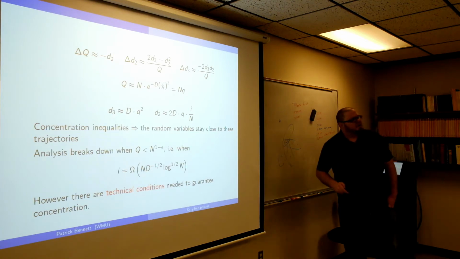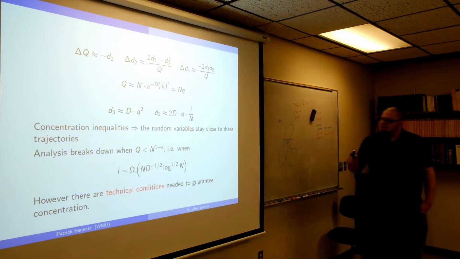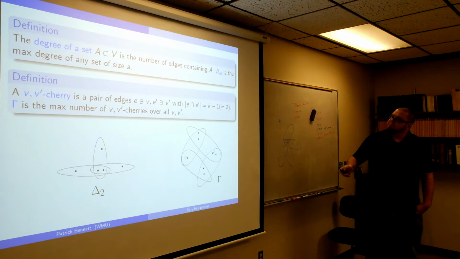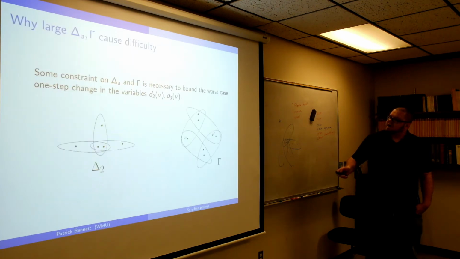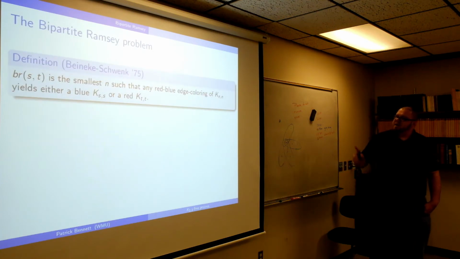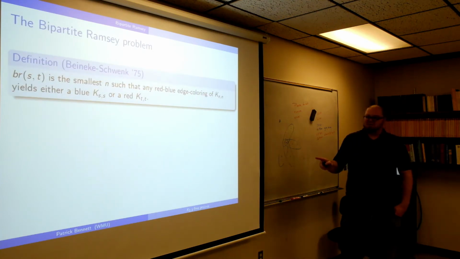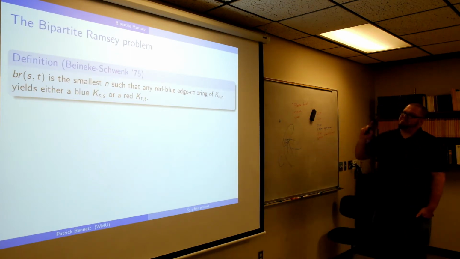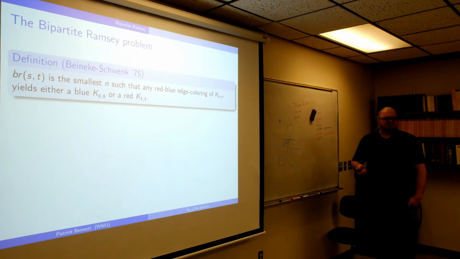So I should probably skip the next part for now about these technical conditions on the hypergraph. Yeah, I might come back to this, but I should actually make sure to get to the title of the talk, right? So what is the bipartite Ramsey theorem, problem?